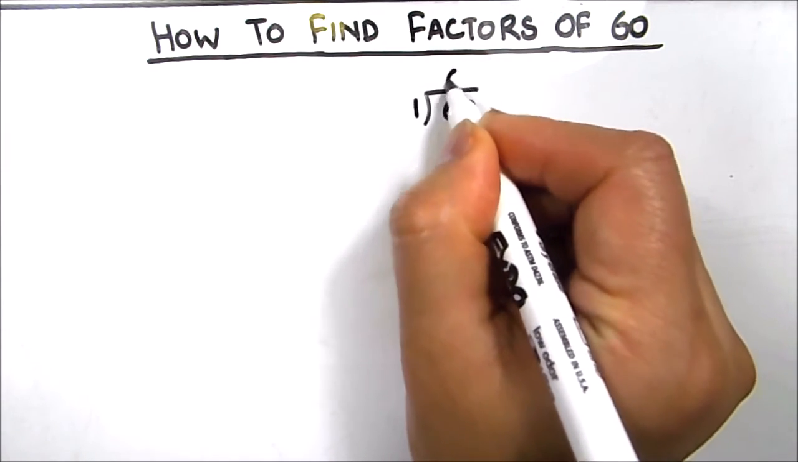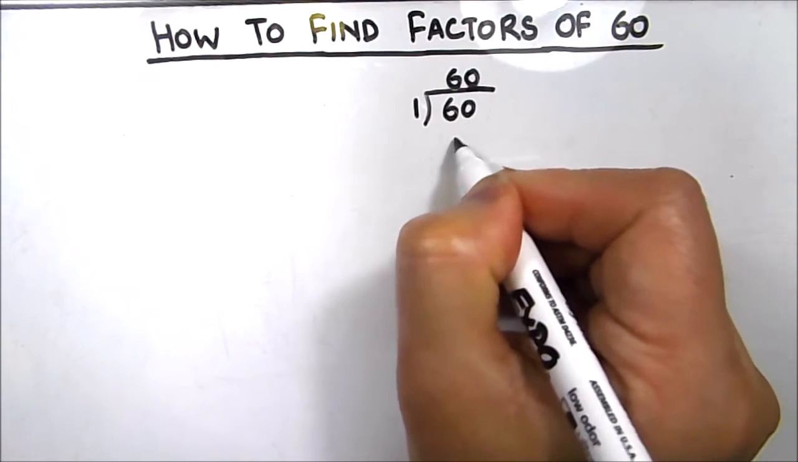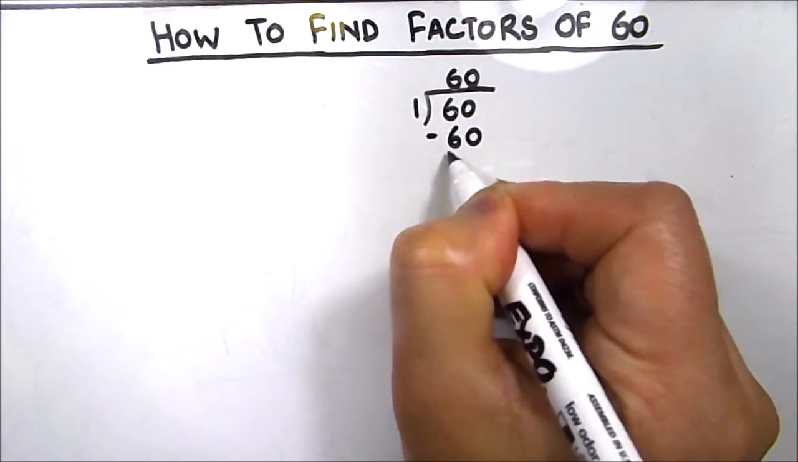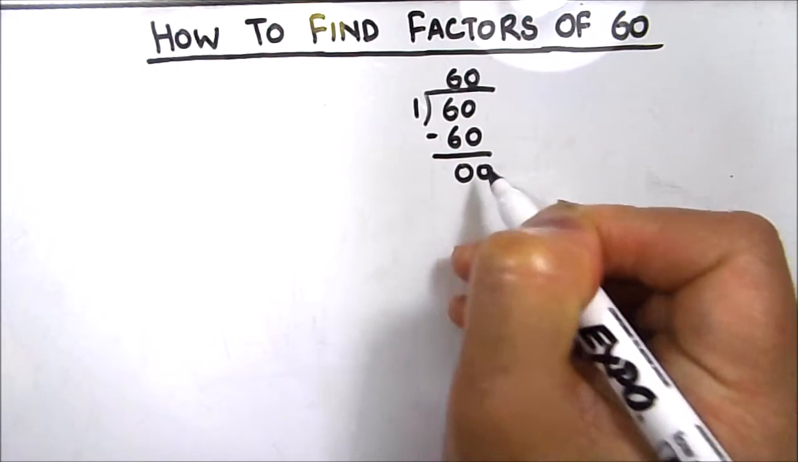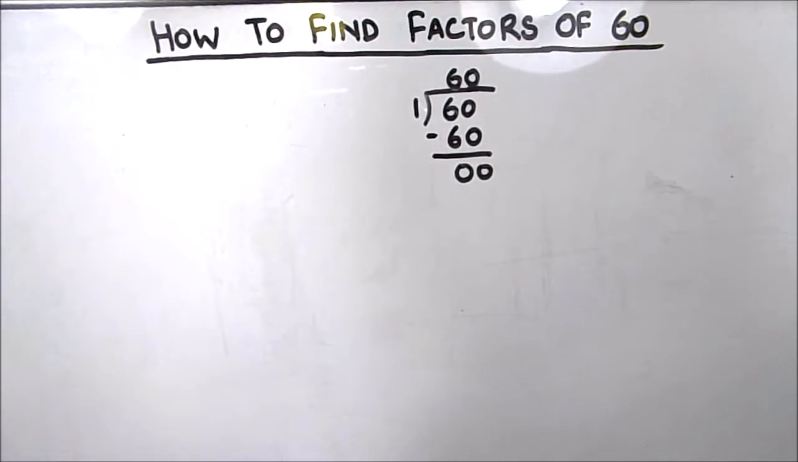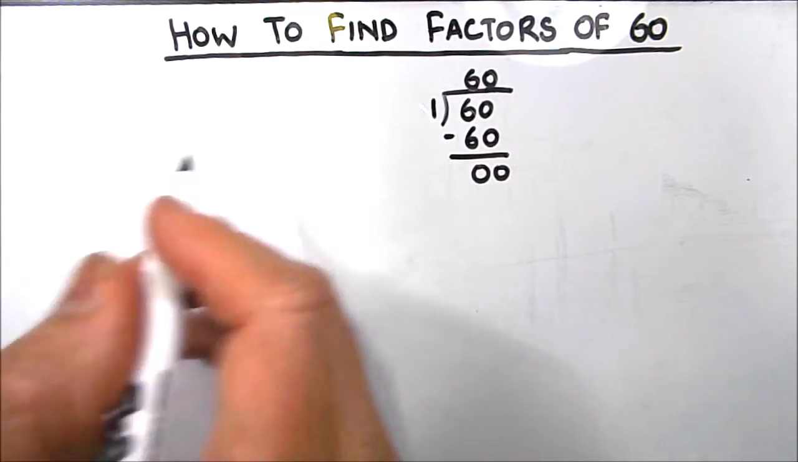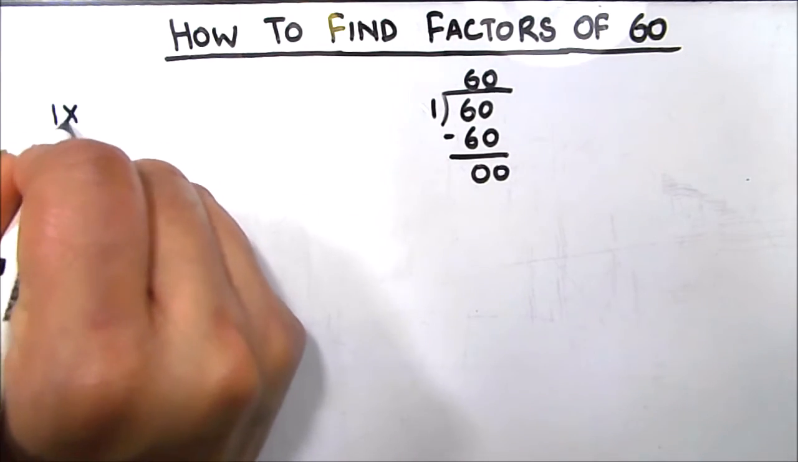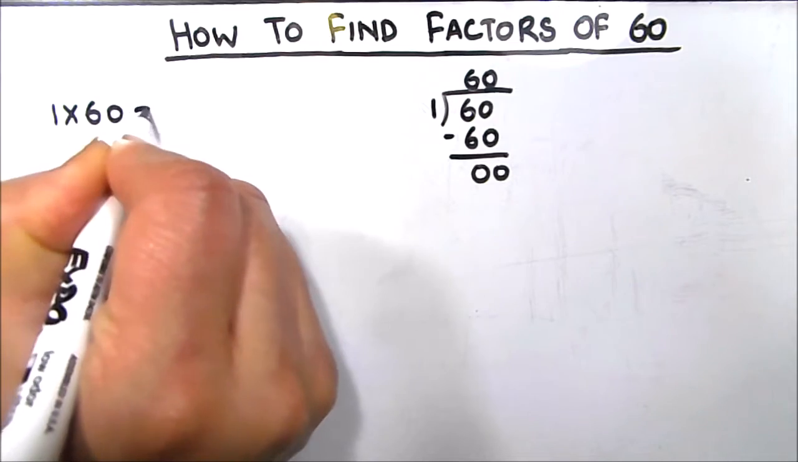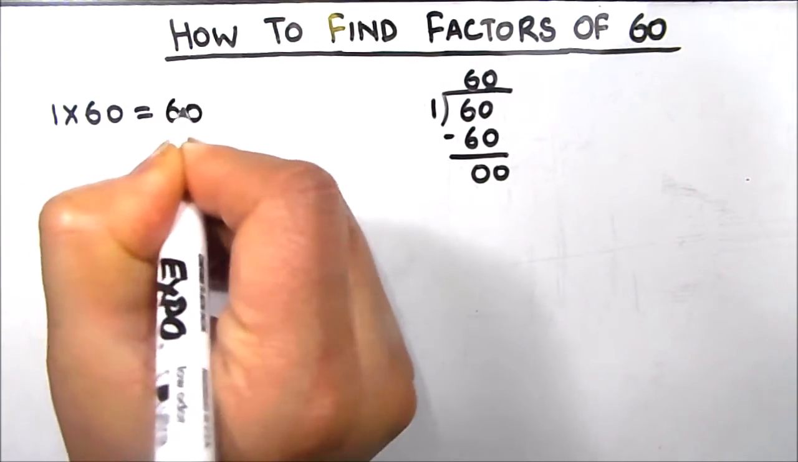As 1 is a factor of all the numbers, 1 times 60 is 60. We are getting 0 remainder. Hence 1 is a factor of 60. We got two factors by this division, which is 1 times 60 is equal to 60.